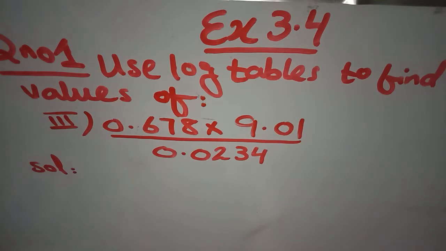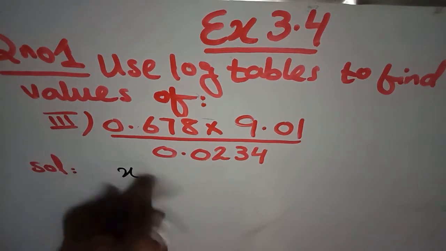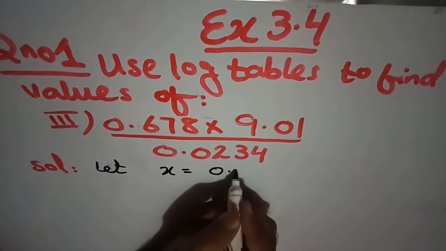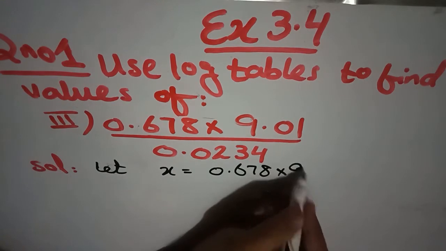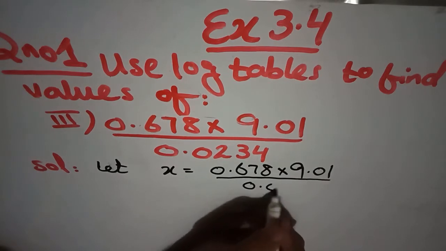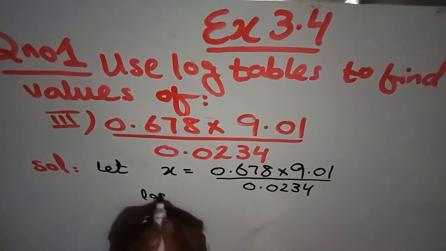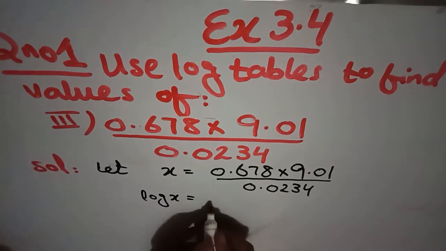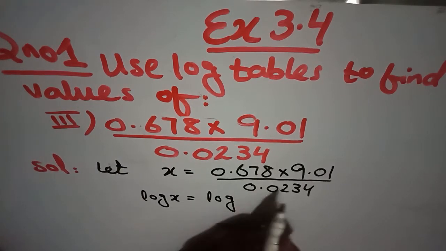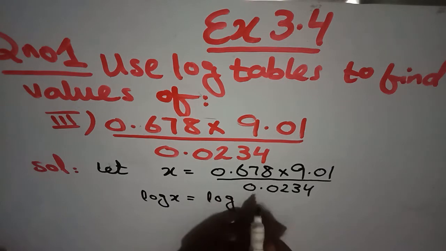Similarly, in the third part, first of all let x be equal to 0.678 multiply 9.01 divided by 0.0234. After that you will take the logarithm of both sides. Log x is equal to log, now I am just applying the property of the log directly: you can change the multiplication into addition and the division into subtraction.